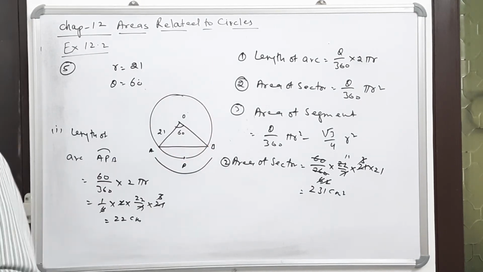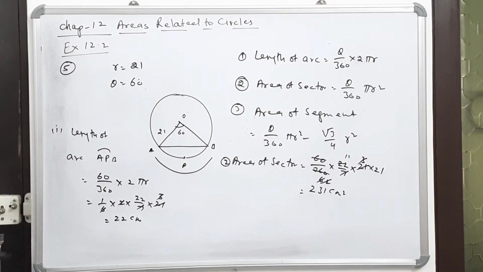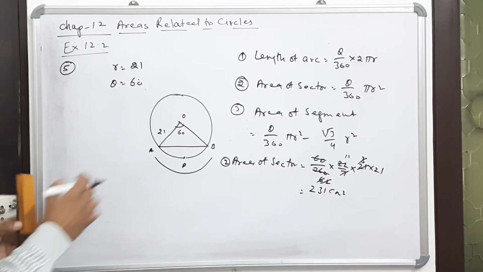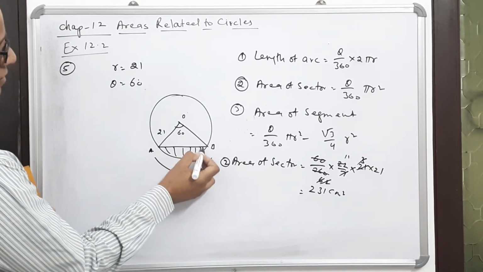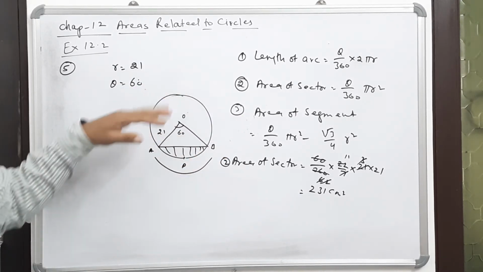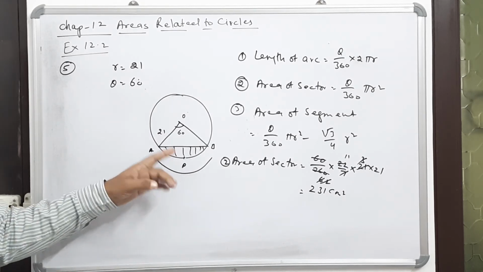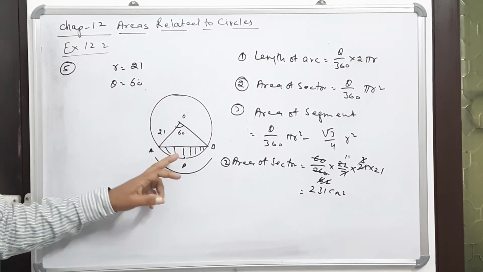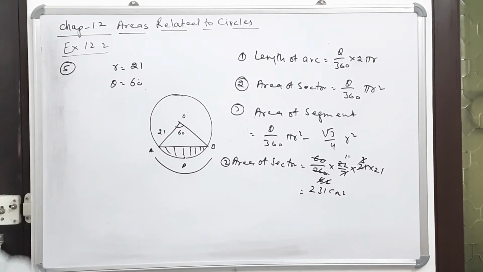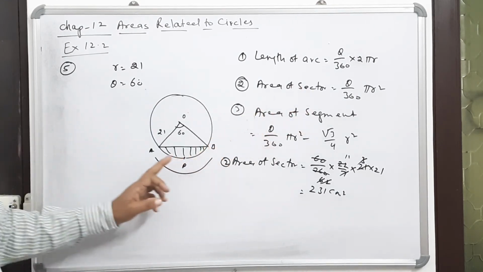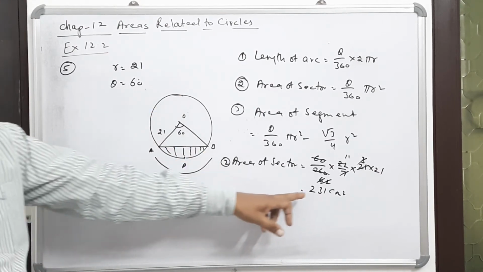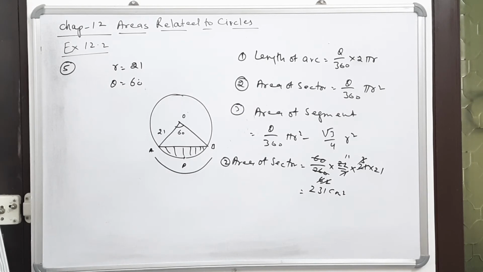Now I am coming to area of segment. Now what is the meaning of the segment and how to find the area of the segment? See in this diagram, if you study, this part is the segment, and more clearly it is the minor segment, and the remaining part of the circle is the major segment. So if you have to calculate the area of the major segment, you calculate the area of minor segment and then subtract it from area of circle. The same thing you can do for the sector also. This is the minor sector, the smaller one. If you want the major sector, subtract this 231 from the area of the circle.